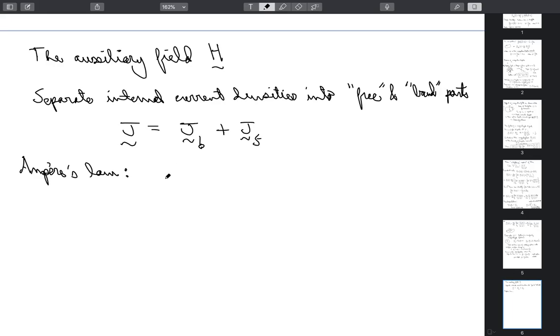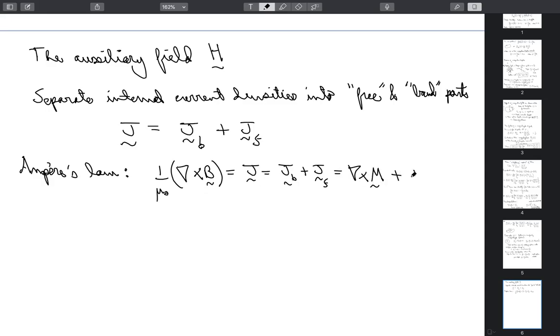Which tells us that, so I'll write it like this, 1 over mu 0, the curl of B. So what is this? Well, this is our current density. That's what Ampere tells us. But I will write this as the sum of these two things. So I've got the J bound plus the J free. But we've just defined the density of bound currents as the curl of the magnetization.